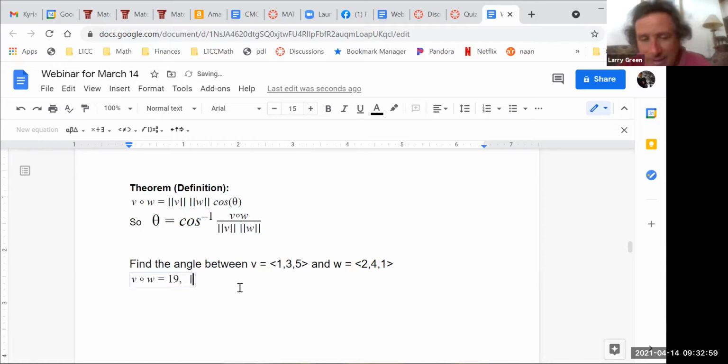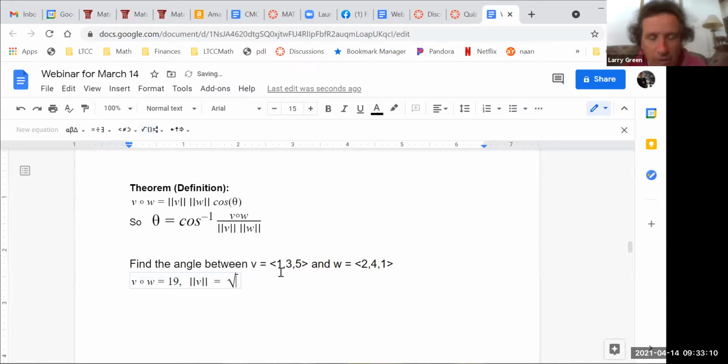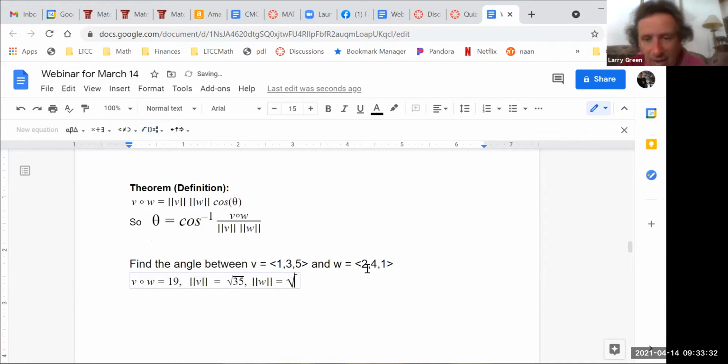Okay, now we get the magnitude of V. Now, hopefully you remember the formula for magnitude. That's the square root of 1 squared plus 3 squared plus 5 squared, which is 1 plus 9 is 10, plus 25 is 35. And then we have the magnitude of W. Same idea. That's going to be a square root. And we have 2 squared plus 4 squared plus 1 squared. That's 4 plus 16 is 20, plus 1 is 21.